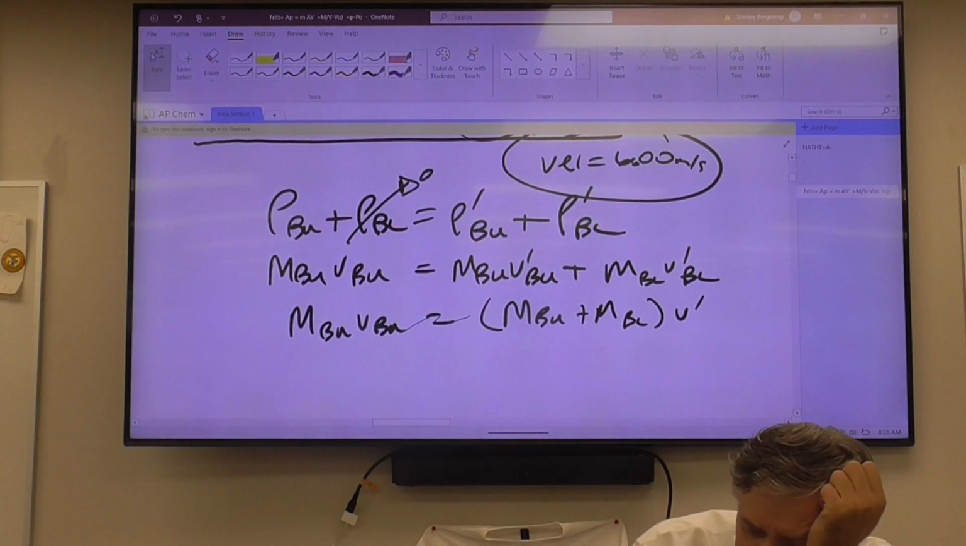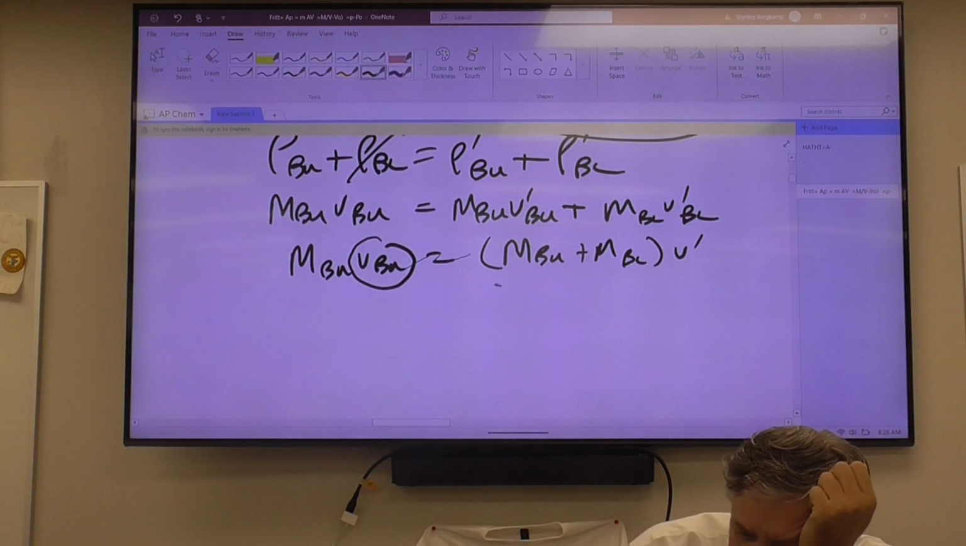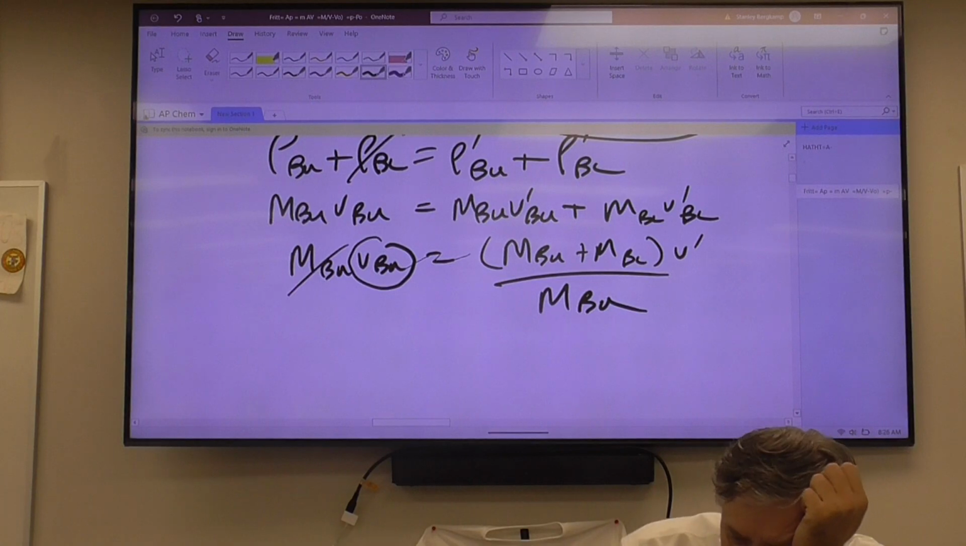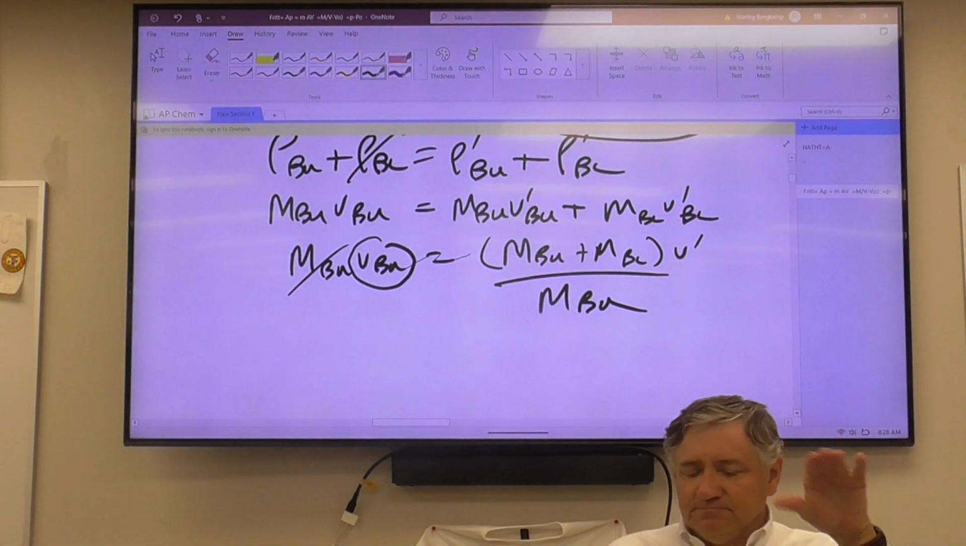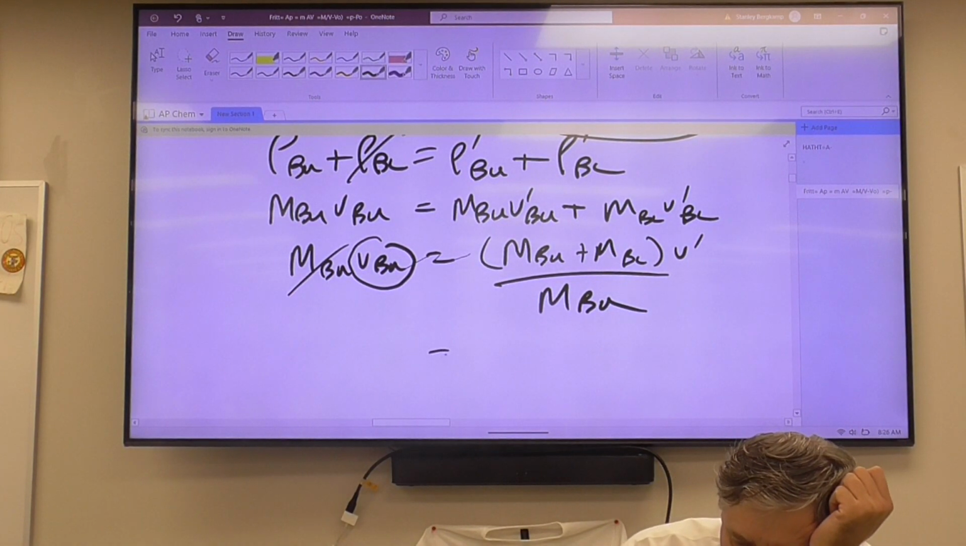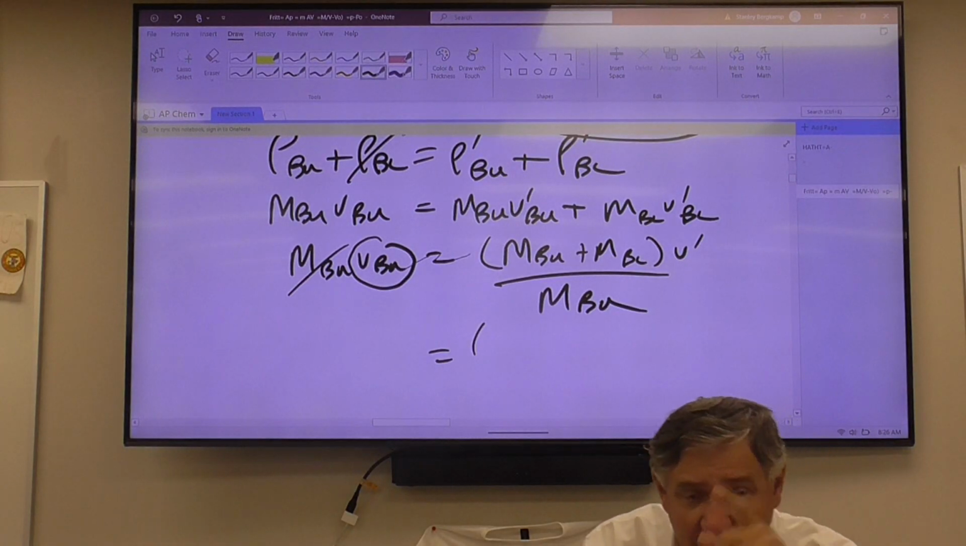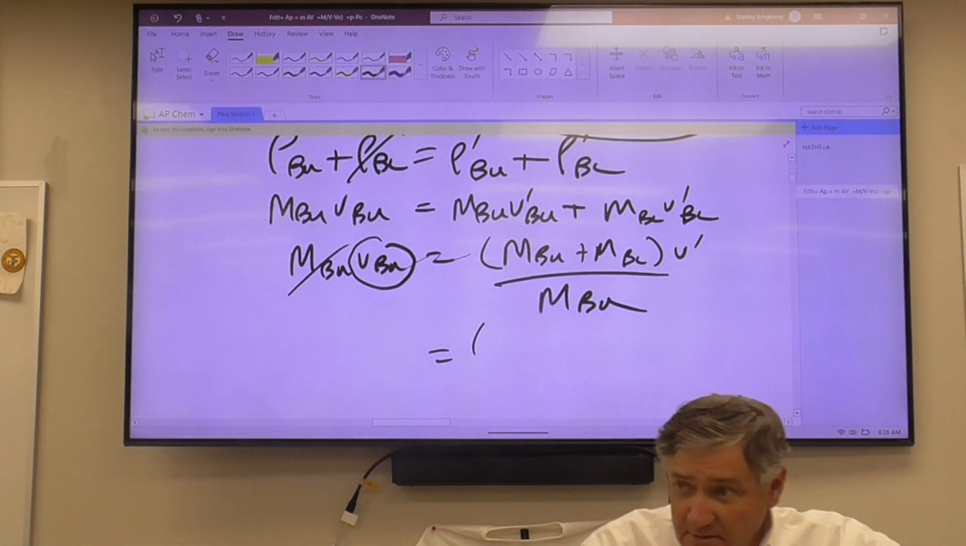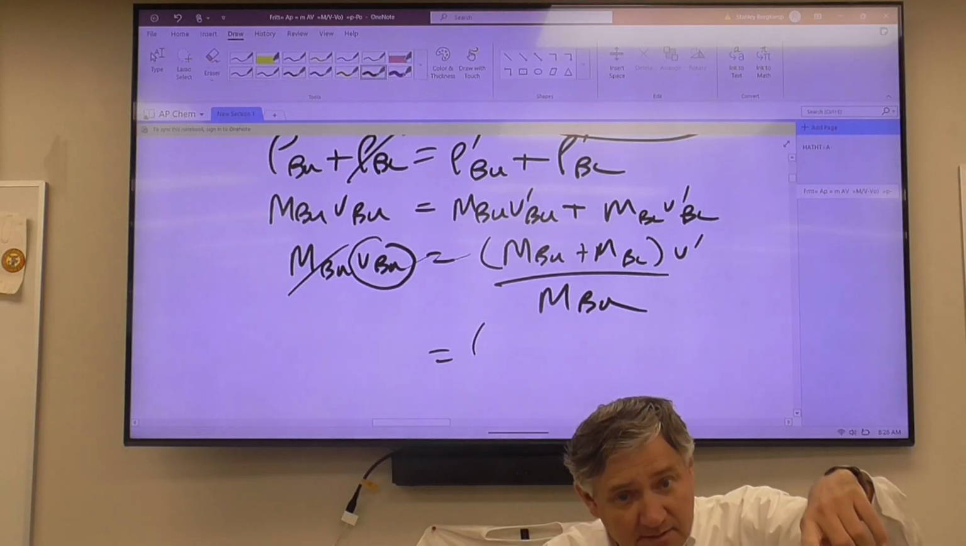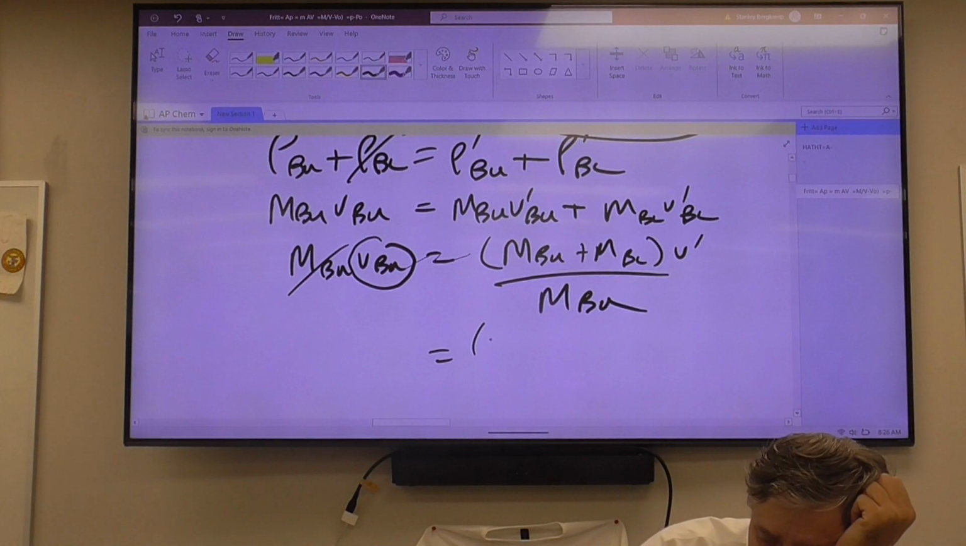So to do that, this is my unknown. I'm going to divide everything by the mass of the bullet. Cool. The mass of the bullet is 15 grams, which I'm going to convert by dividing by 1000, and I'm going to get 0.015 kilograms. The mass of the block was exactly 1 kilogram.